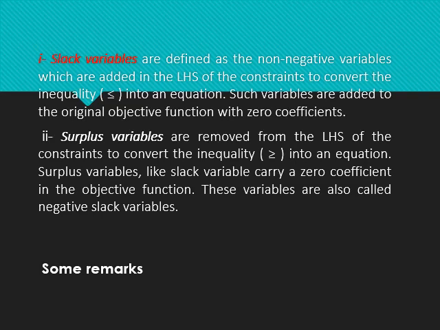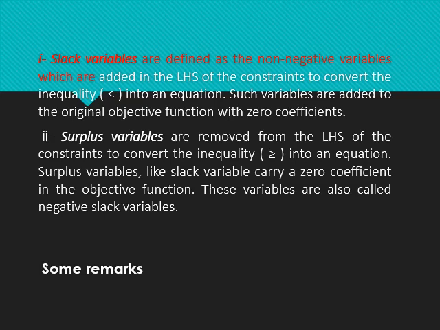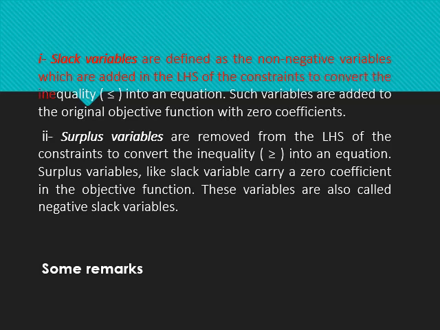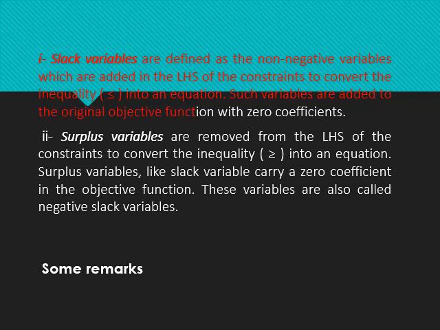Let's introduce with some remarks and definitions. Slack variables are defined as the non-negative variables which are added in the right hand side of the constraint to convert inequality into an equation. Such variables are added to the original objective function with zero coefficient. Got it?